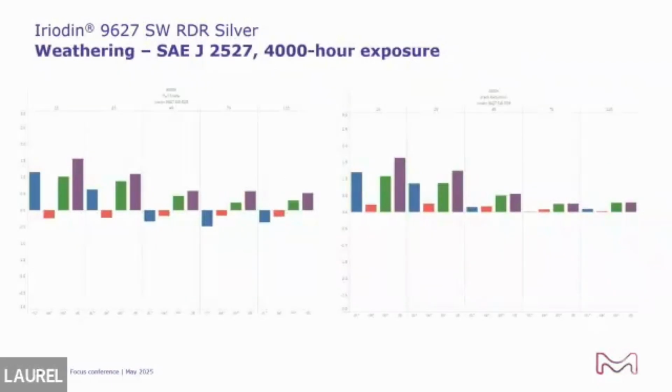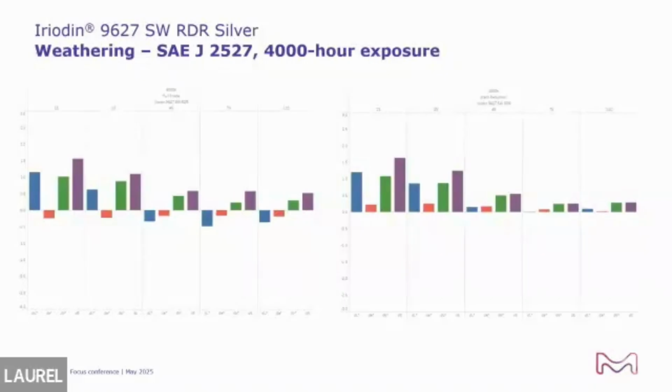This is 4,000 hour weathermeter testing data. We do the mass tone on the left, and the black letdown is on the right. So you can see the delta L, A, B, and the delta E. The purple number is delta E.